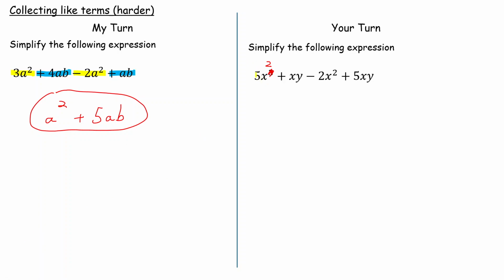We've got a 5x squared, and we've got a negative 2x squared. They both have an x squared, which is good. And we've also got a positive xy and a positive 5xy. They both have xy parts, xy, xy. And then it's a case of going through it.